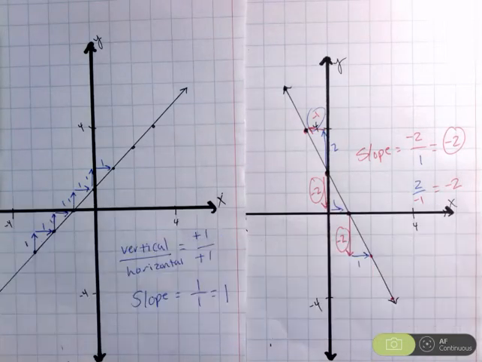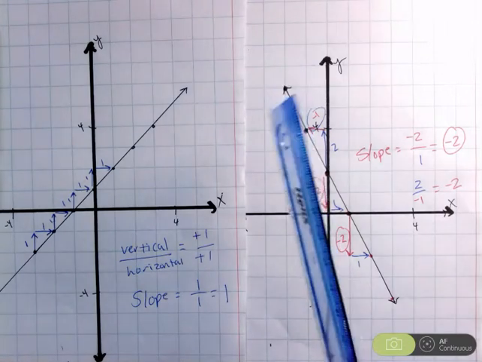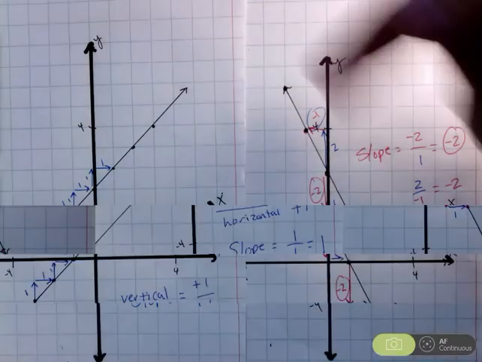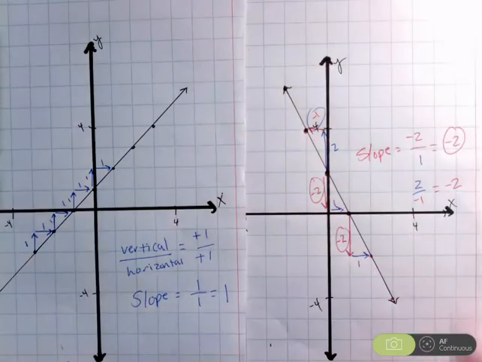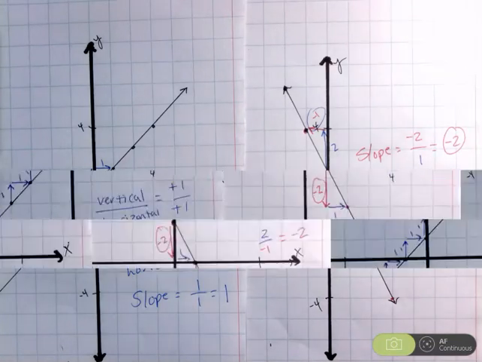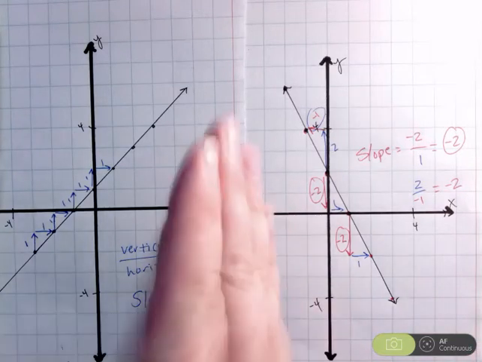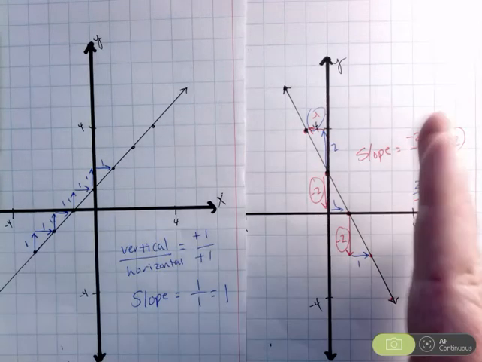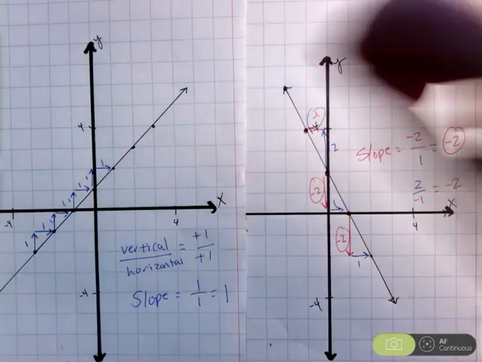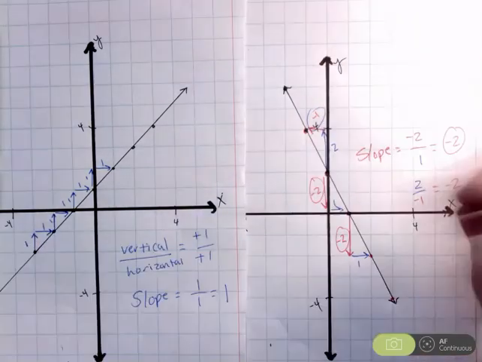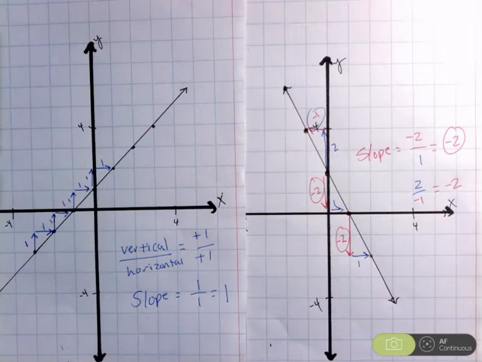A negative slope is going to fall from left to right. It goes this way. And in this case, one of the two, either the vertical or the horizontal, is going to be negative while the other is positive. I tend to always start on the left hand and go to the right. That way you're either going up and over or down and over. It's kind of a good trick to help you with that. So that's how you count slope from a graph.